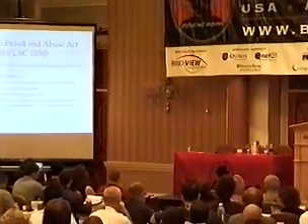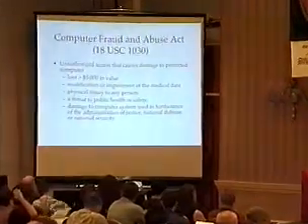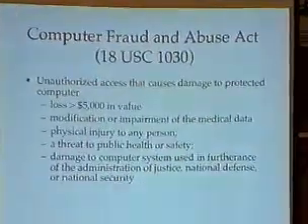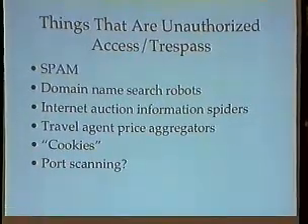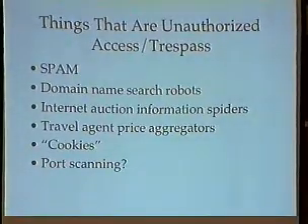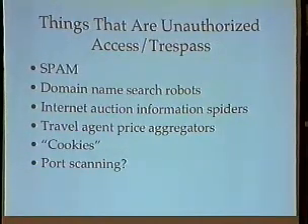Now, we talked a little bit before about the concept of unauthorized access, and as I said, it's been interpreted very broadly. These are things that have been interpreted by courts as being unauthorized access to computers. Spam, search robots, spiders, price aggregators or shopping bots, and cookies. These are all things which have been considered unauthorized access.